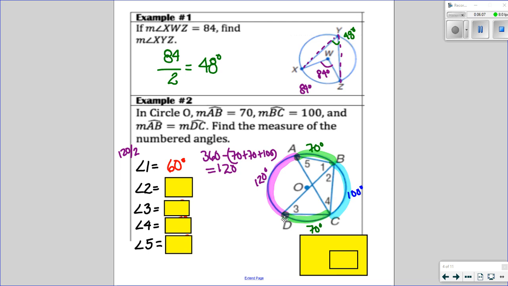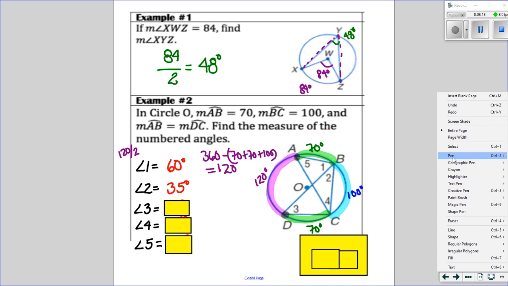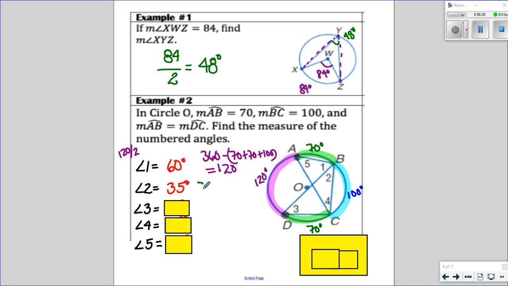Let's look at angle 2. That's formed by DBC. The intercepted arc is 70. So 70 divided by 2 gives us 35. And I'm going to put that there. So 70 divided by 2.